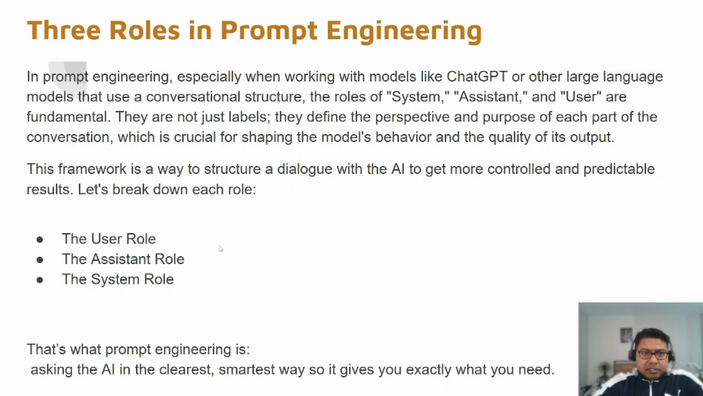So let's see how it works together. In prompt engineering, especially when working with models like ChatGPT or other large language models that use a conversational structure, the roles of system, assistant, and user are fundamental. They are not just labels, they define the perspective and purpose of each part of the conversation, which is crucial for shaping the model's behavior and the quality of the outputs. So now we'll see how they are different and how they work.